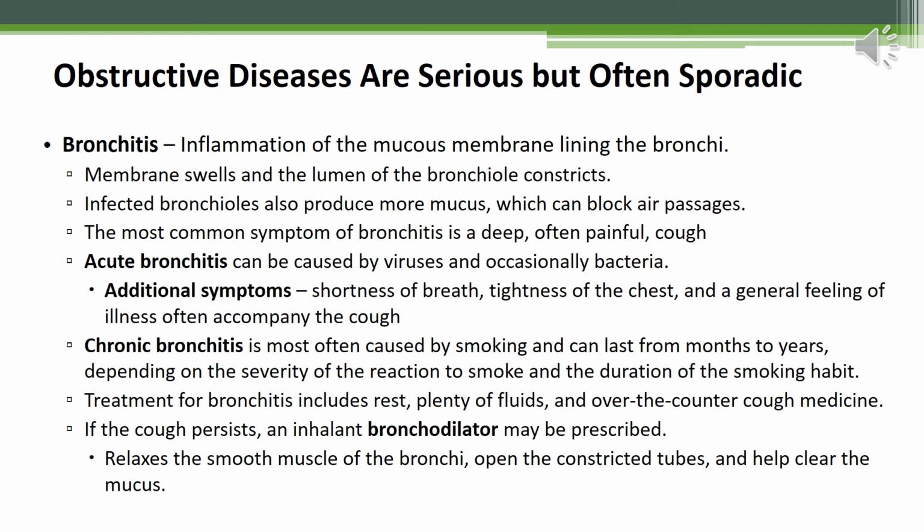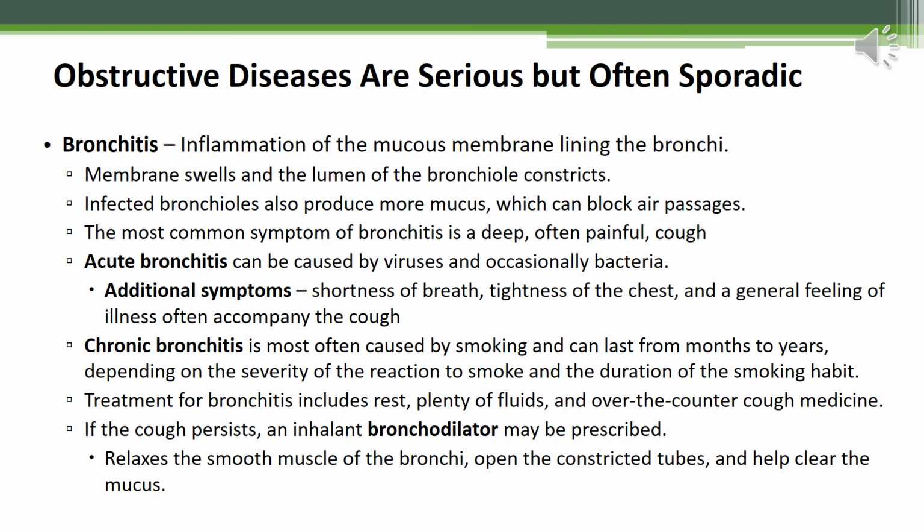And this type of bronchitis has these additional symptoms, which include shortness of breath, tightness of the chest, and a general feeling of illness often accompanying the cough. And then we have chronic bronchitis, which is most often caused by smoking. It's actually responsible for a smoker's cough, and this can last from months to years, depending on the severity of the reaction to smoke and the duration of the smoking habit.